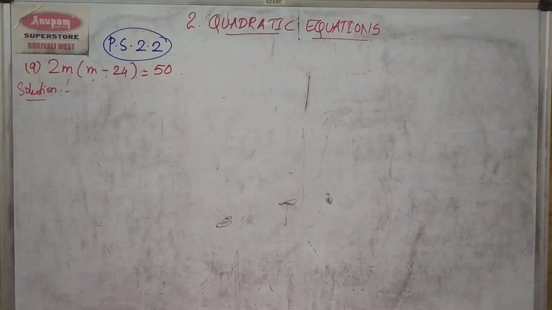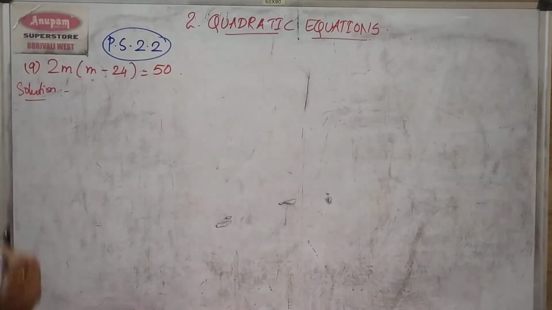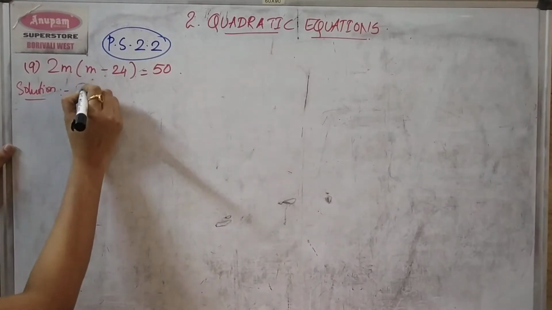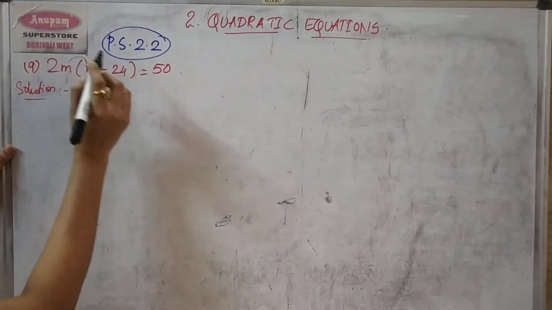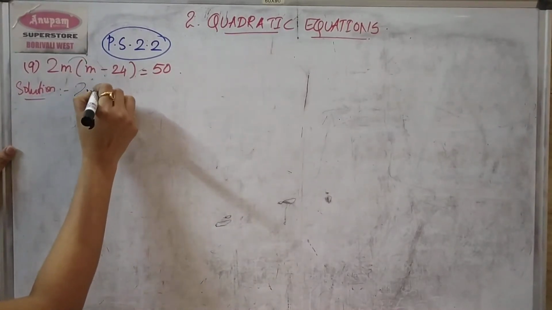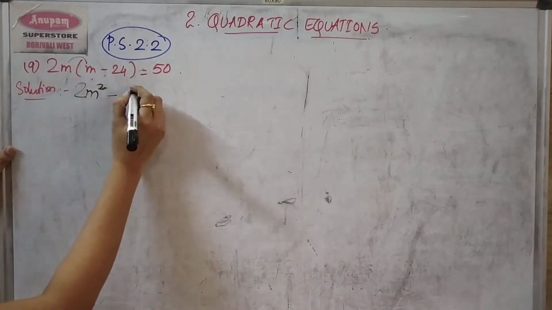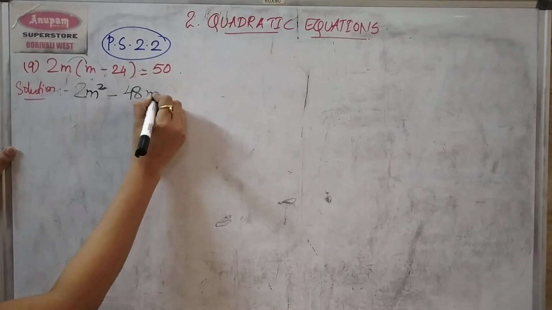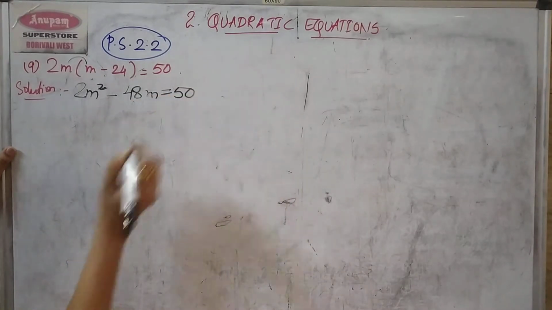Ninth sum here. Now, when I want to solve the ninth sum, I have been given (2m − 24) m is equal to 50. So first I'll open the bracket by multiplying. So this becomes 2m square, yes, 2m square minus 2m into 24. So 24 twos is 48 and this m is equal to 50.